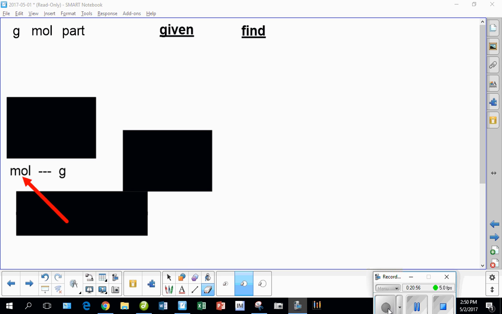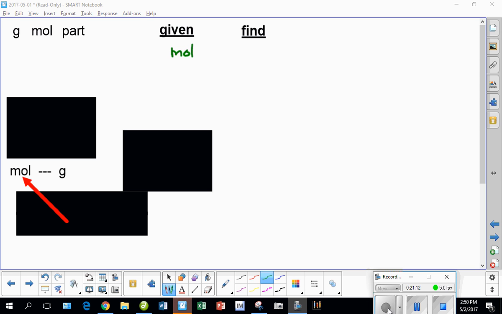Very good. Grams. Yes, indeed. So, we're going to have grams. Oh, no. It's not grams. Moles. The moles. Yeah, the red arrow is pointing to the given. So this is the moles.